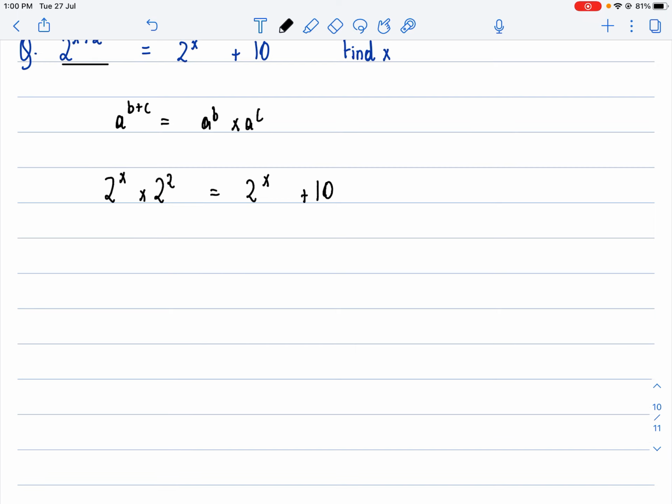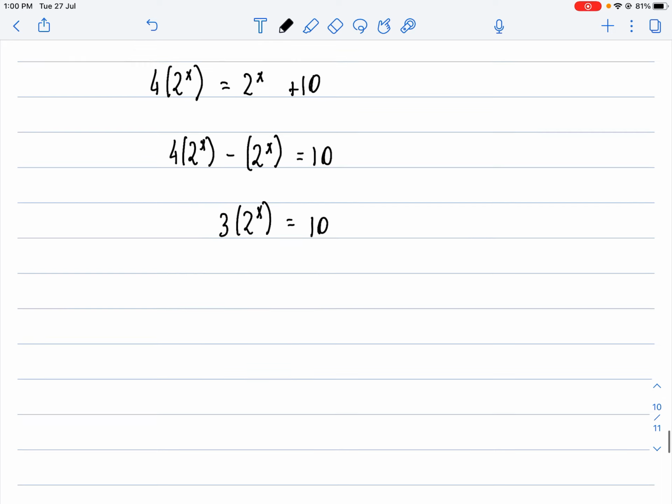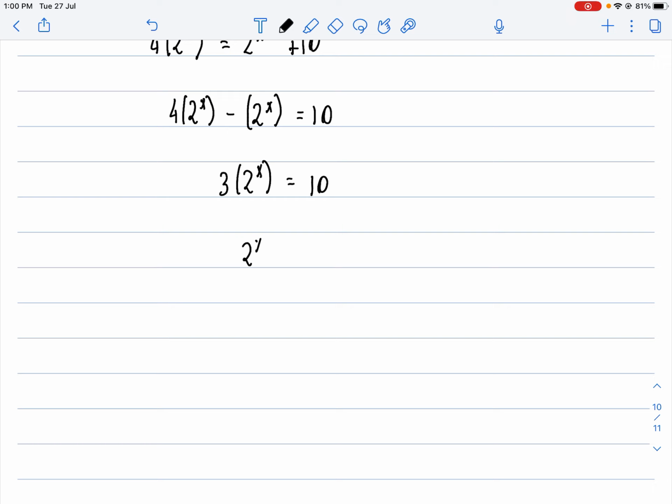Now 2 raised to 2 is 4, so I can write this as 4 into 2 raised to x equals 2 raised to x plus 10. So I can write this as 4 into 2 raised to x minus 2 raised to x, which is equal to 10. As these are like terms, I can write this as 3 into 2 raised to x, which is equal to 10. So I can write this as 2 raised to x equals 10 over 3. Now I need x. Correct?